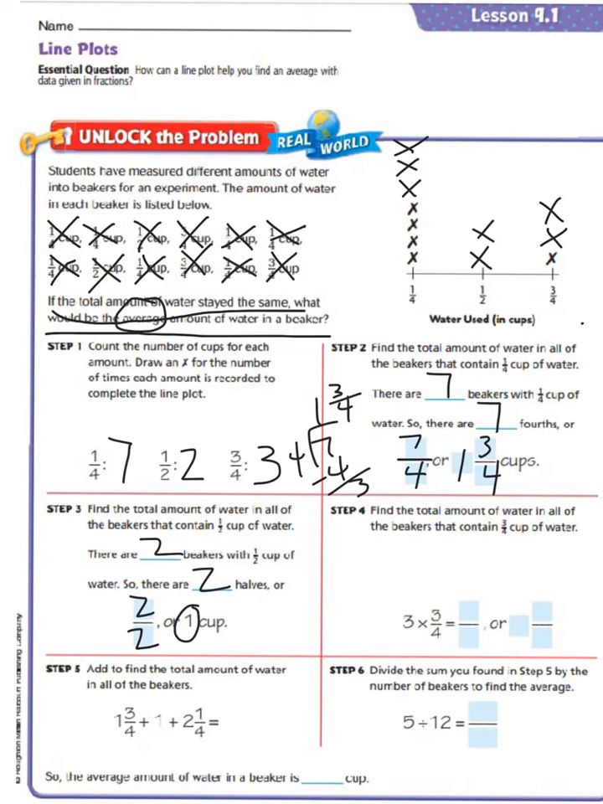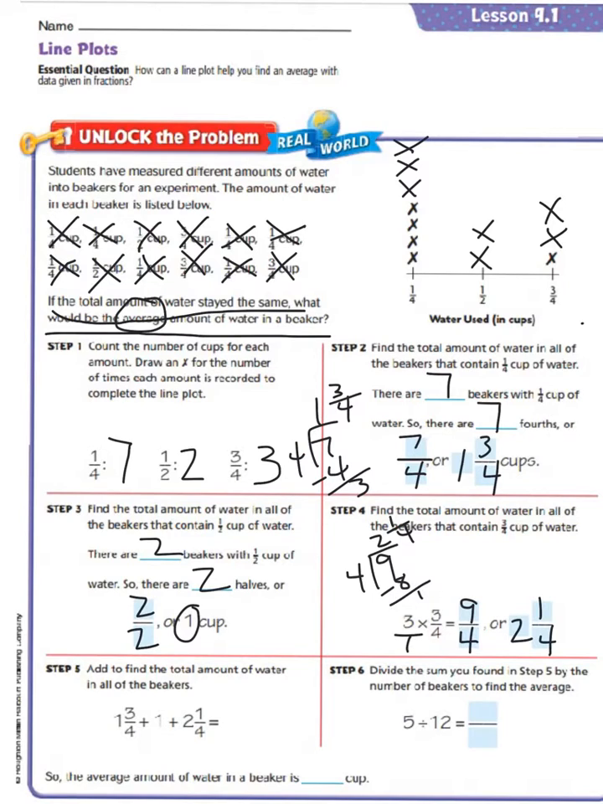Or we can set it up as a multiplication problem. We put our whole number over 1. 3 times 3 equals 9. 1 times 4 equals 4. And if we divide that out, 9, our numerator, divided by our denominator 4: 2 times 4 is 8, and 9 minus 8 leaves 1, and 4 is the denominator, so it becomes 2 and 1/4.